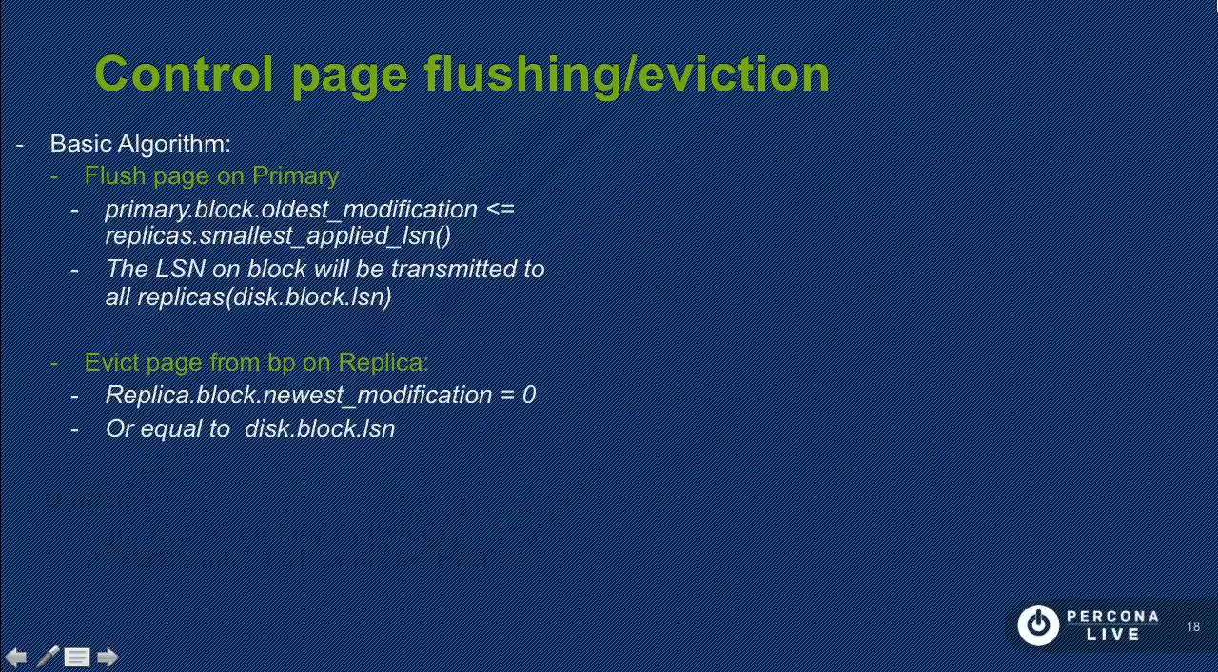Okay. Here is a basic algorithm. In order to flush a page on the primary, it will first need to check if the first modification on this page is smaller than or equal to the replicas' applied LSN, which means the first modification has been applied on all replicas. So we can guarantee that the page has been read into the buffer pool of replicas.